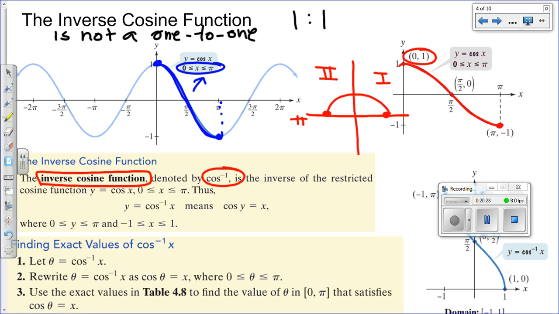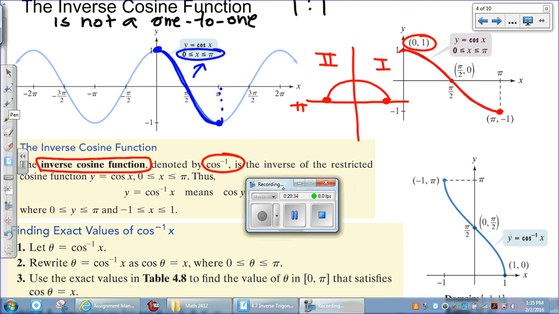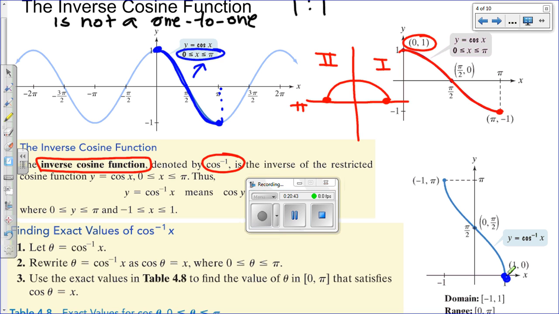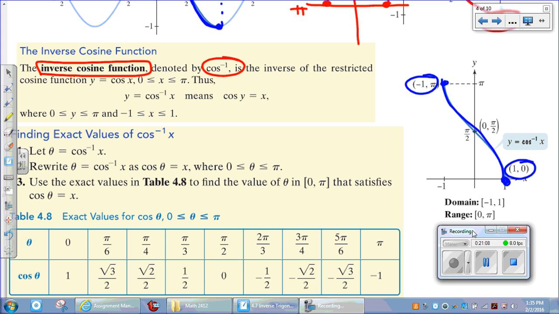So let's look at domain and range. Let me compare the two graphs here. If we have this point at 0, 1, and we interchange x and y, we will come up with this point down here, which is 1, 0. You can see it on your slide. Similarly, if we have a point at pi, negative 1, and we interchange the x and y, we will come up with this point here, which is negative 1, pi. And so that is the graph of the inverse function. Same story, the domain and the range are going to be interchanged.